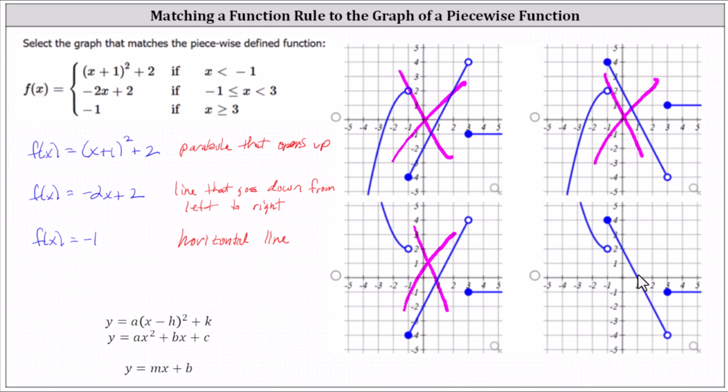Notice a line segment when x is greater than or equal to -1 and less than 3, the graph is a line segment with a slope of -2. And then just to check, notice when x is greater than or equal to 3, we draw the horizontal line f of x equals -1. This last graph is the correct graph for the given piecewise defined function.